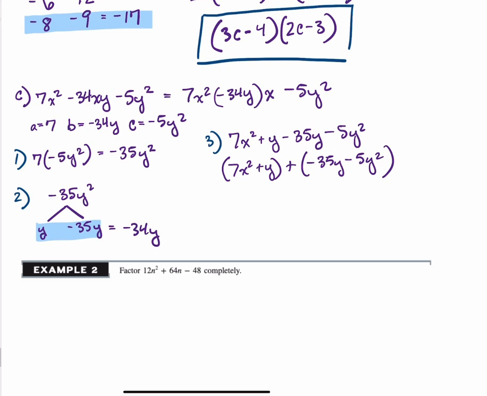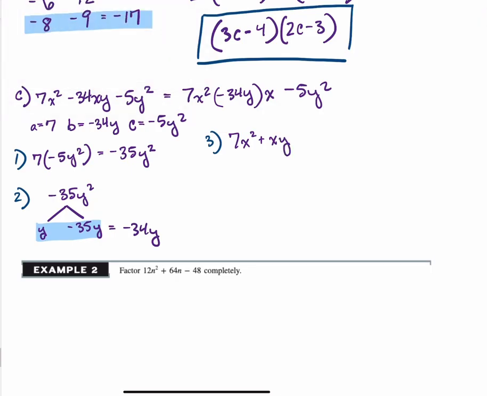Oh, I see. I've made a mistake here. Looking back, I wanted to make minus 34xy our middle term. So I have the y's, I just didn't include my x in there. Let me backtrack. So it should be 7x squared plus 1x times y, x first, x times y, and then minus 35x times y, minus 5y squared. So let's put these in groups.